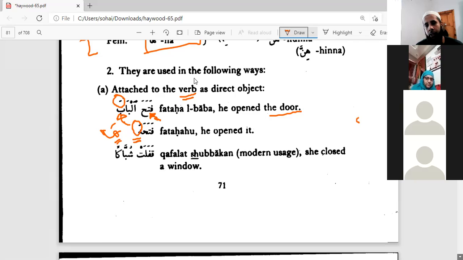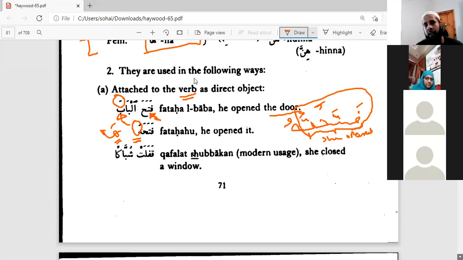Fatahahu. So how do you say she opened it? What do you think? It's going to be fatahatu. Because here fatahat means she opened, right? You get it? Fatahatu. Because her part, she, is hidden within the verb.